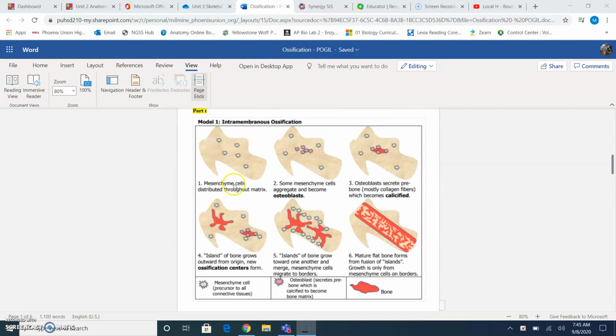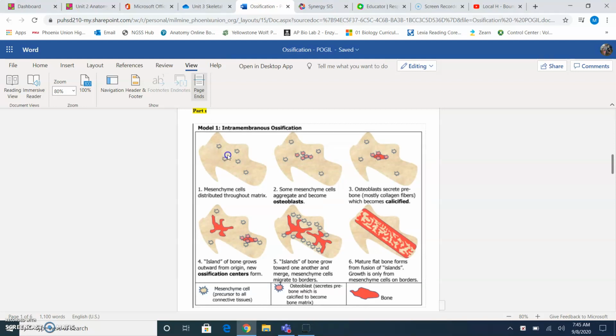So I'm going to start in step 1. We can see mesenchyme cells indicated by our legend down here. They're spaced out in a matrix of bone. Recall the matrix is the space between cells, and in bone tissue, it's largely calcium deposits. And we can definitely see that these mesenchyme cells are spaced out. They're not touching. They have their own space.